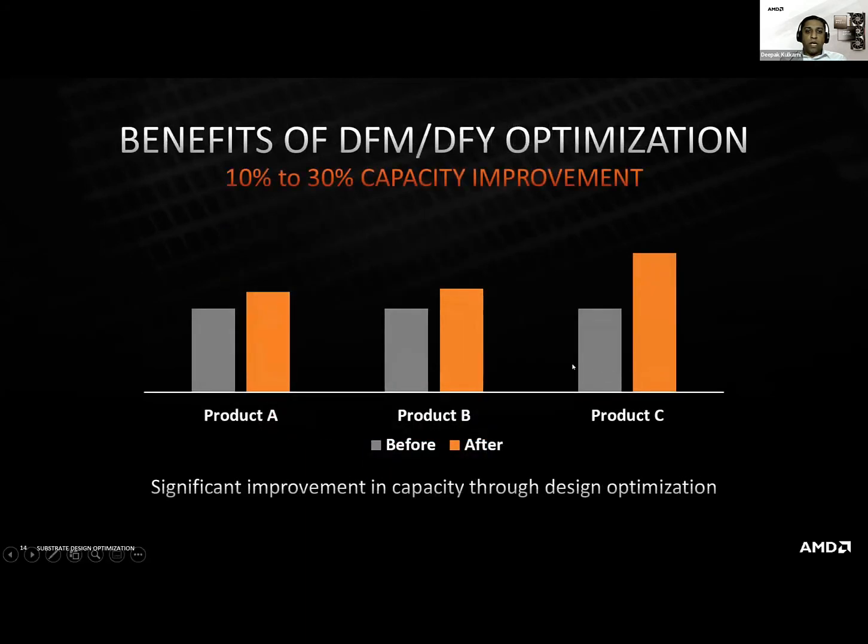To build on that, what we've been able to do is use this methodology for making design optimizations for various products. And here's some data that shows that we are seeing significant improvement in our capacity by following this approach of upfront design optimization and making deliberate choices to balance product performance as well as manufacturability.